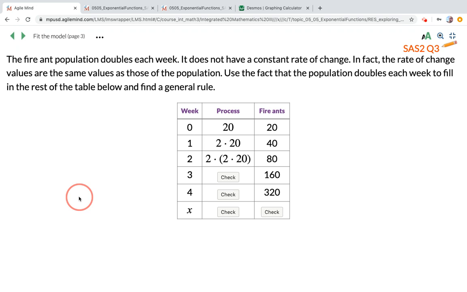So if you go over to question 3, you have this table that's already been started for you, and you already have some of these pieces. I would like you to continue the process and then see if you can use that process to help you get a function rule. Go ahead and hit pause to work this out, and then hit play when you're ready to check your work.